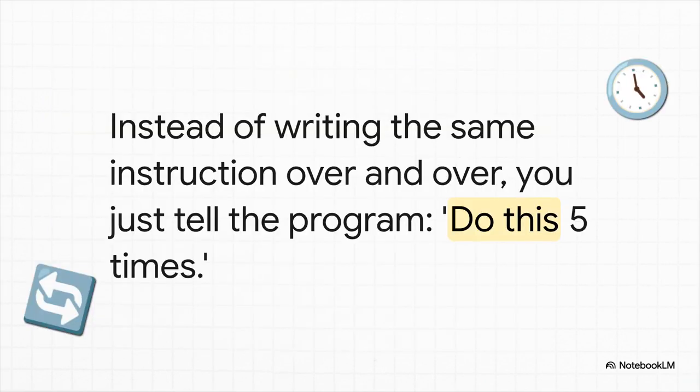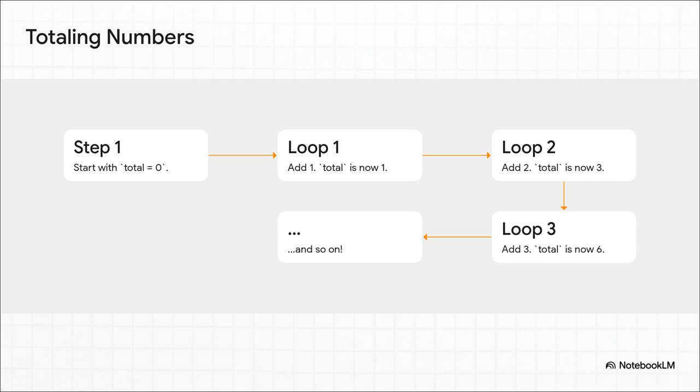So yeah, instead of writing it all out, you give one simple command. Like a for loop can say, run this code exactly 5 times, or 100 times, or 1,000,000. It is a massive time saver. And loops are amazing for building things up, like calculating a total. So let's say we start at 0. The first time through the loop, we add 1, so our total is 1. The second time, we add 2, so the total becomes 3. Third time, we add 3, total is 6. And it just keeps going. The loop handles all of that for you.